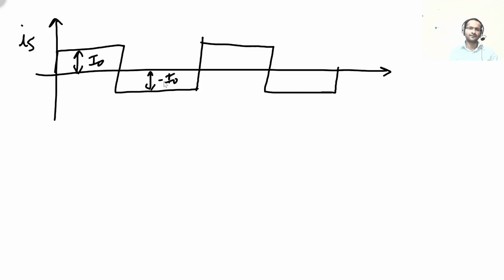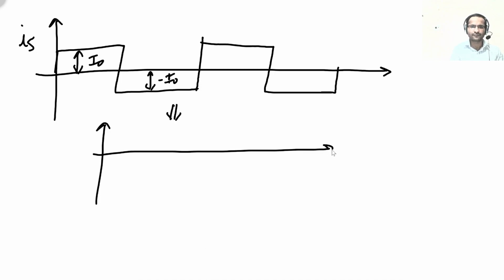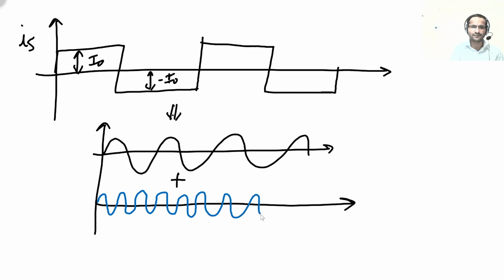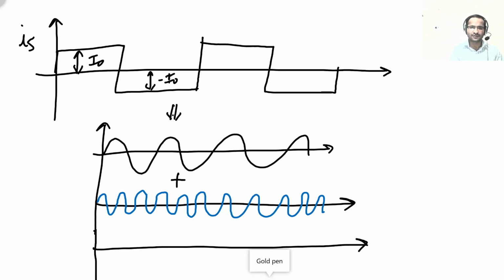Okay, so this is how it varies. According to the Fourier series, any non-sinusoidal waveform can be represented as a sum of infinite sinusoidal waveforms which have different frequencies. So any non-sinusoidal waveform can be represented as a sum of different sinusoidal waveforms having different frequencies.